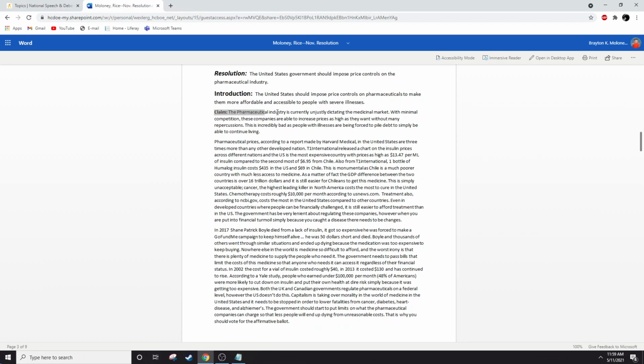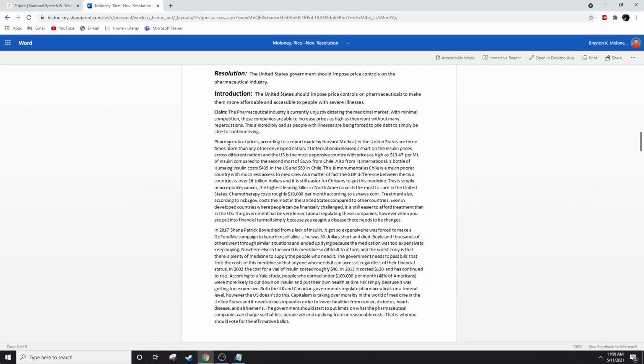So we have a claim, all right. So this is to back up the introduction and resolution, I guess. The pharmaceutical industry is currently unjustly dictating the medicinal market. With minimal competition, these companies are able to increase prices as high as they want without many repercussions. This is incredibly bad as people with illnesses are being forced to pile on debt simply to be able to continue living. This is what we call a claim. There is no warrant attached to it. There is no evidence attached to it. This is considered completely unsubstantiated and is very easy to contest, simply because there is actually no evidence to support this.